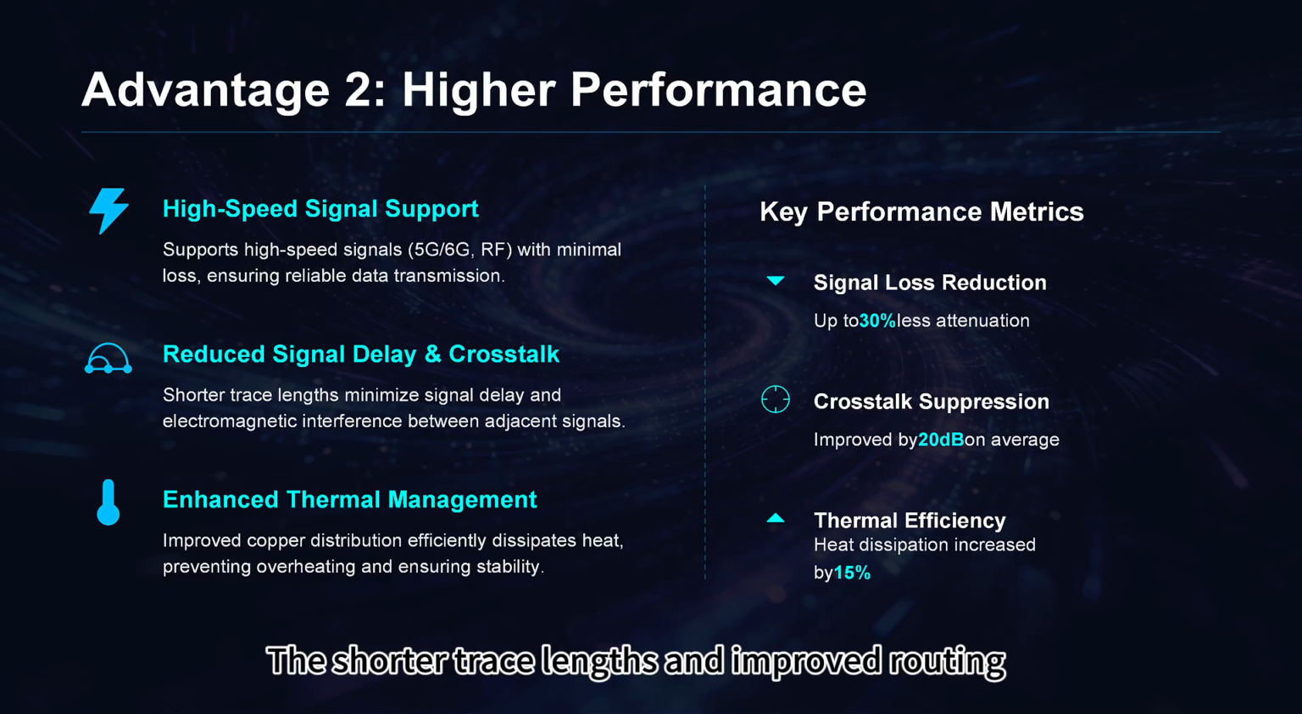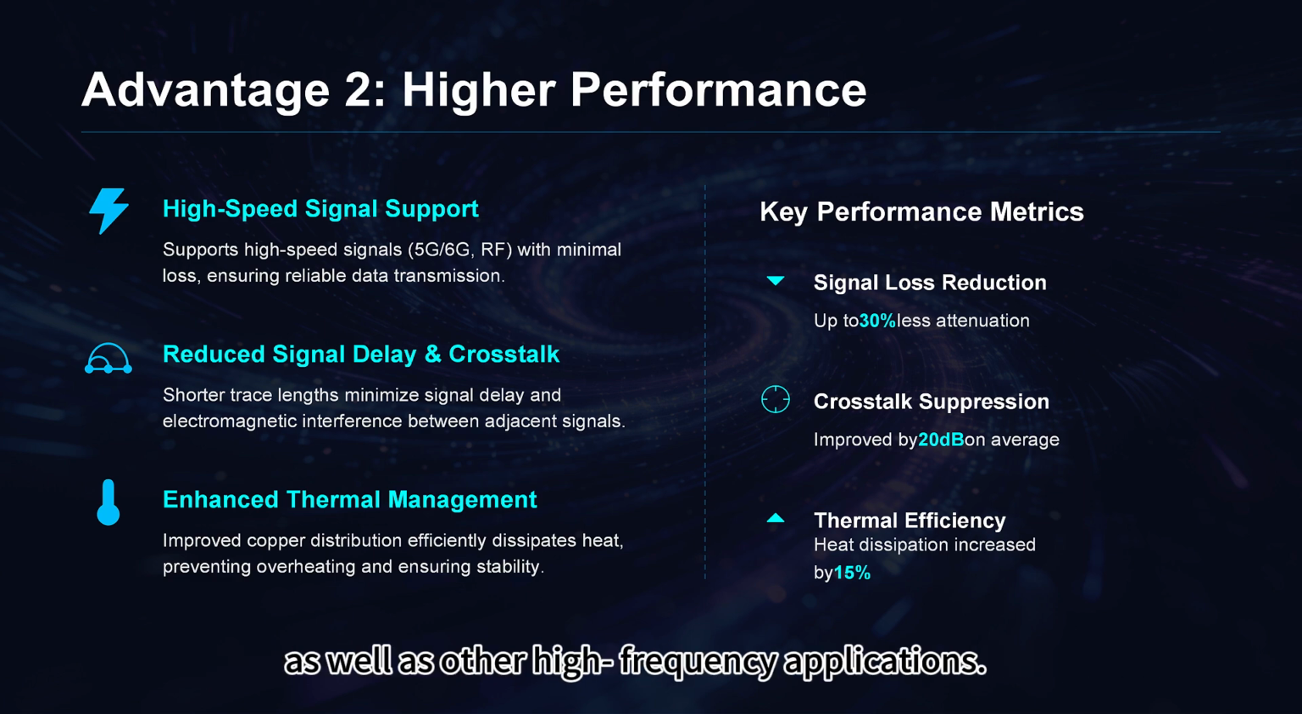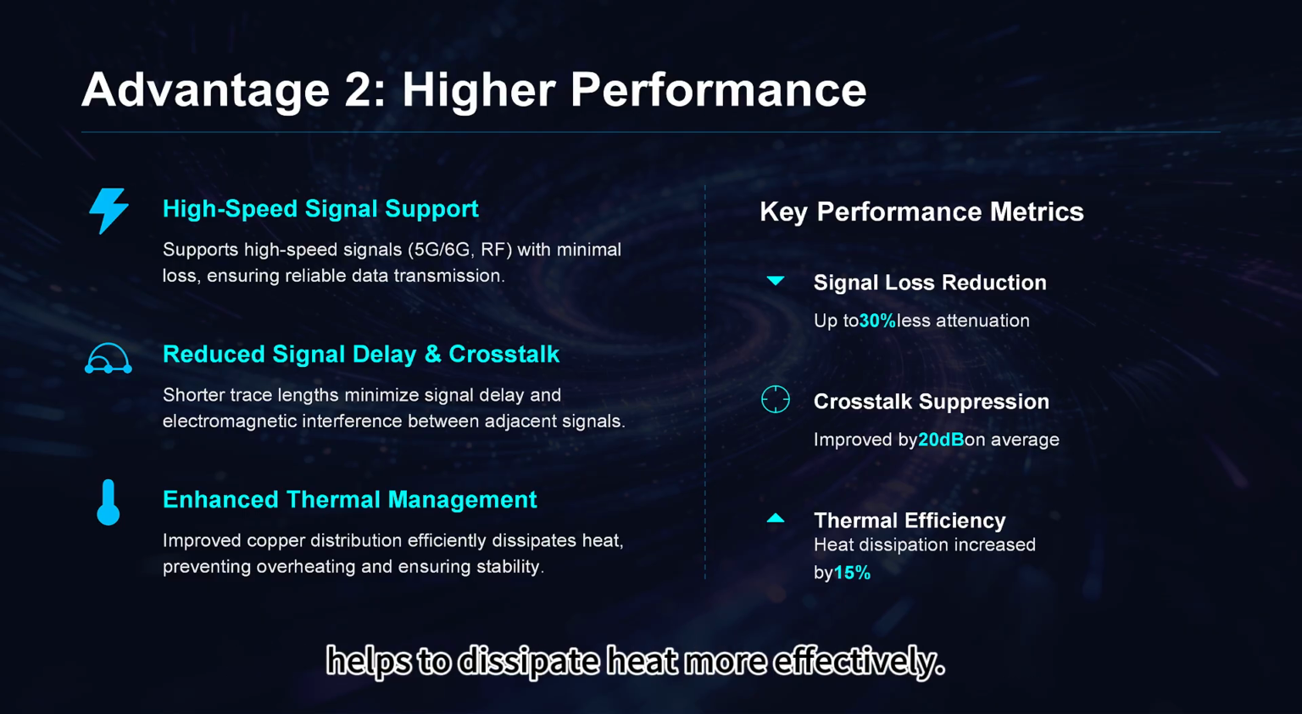The shorter trace lengths and improved routing capabilities minimize signal loss and crosstalk, making HDI boards ideal for use in 5G and 6G communication systems, as well as other high-frequency applications. Additionally, the better distribution of copper layers helps to dissipate heat more effectively, improving overall thermal management.